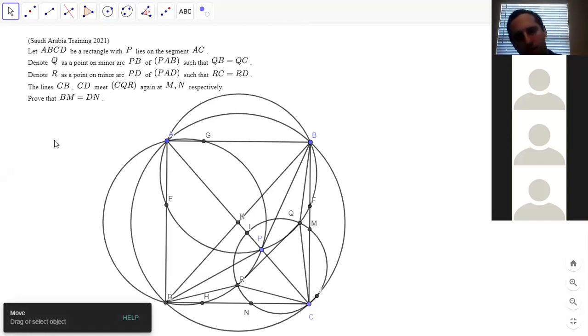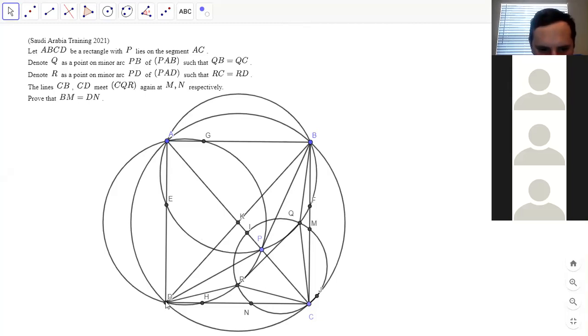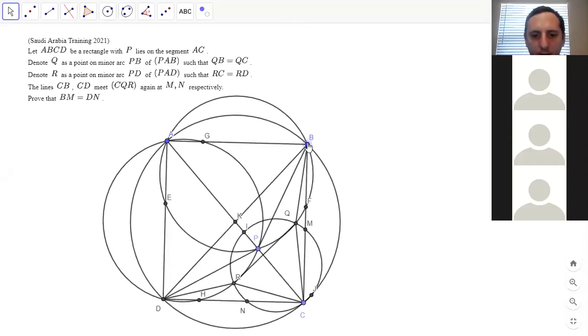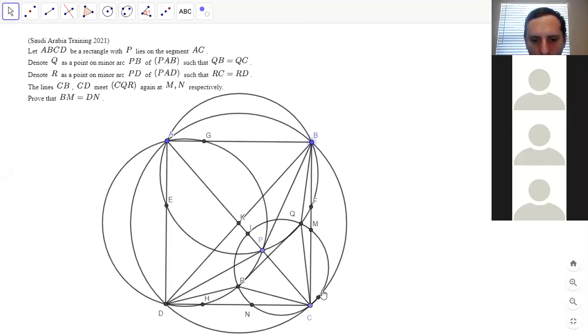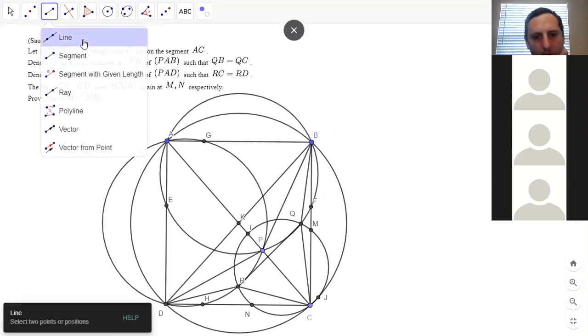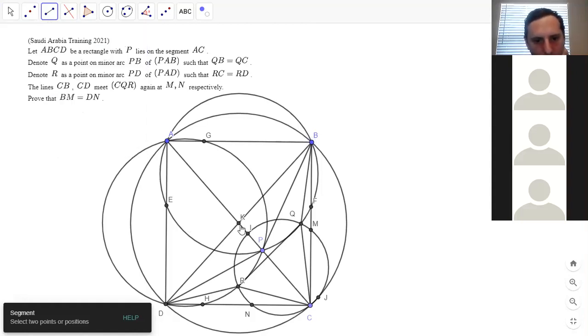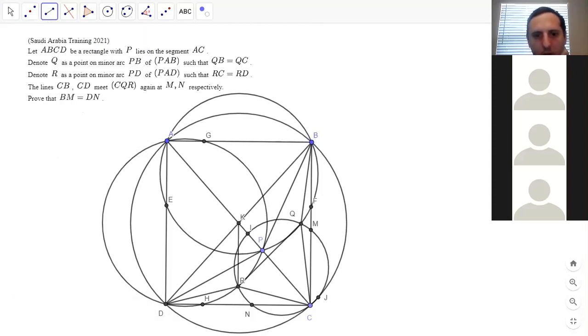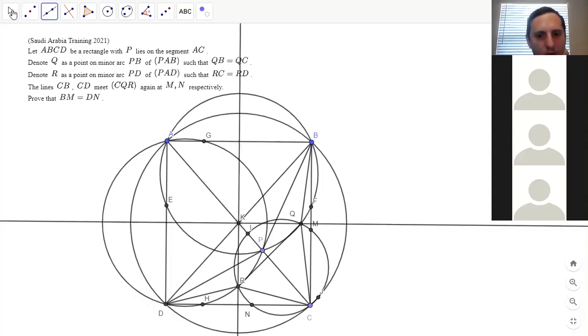So if we could prove that J is the midpoint of arc DB, the problem will be solved, right? Yeah. So where's P? Let's say, could you draw line KR and KQ? KR and KQ. The whole line, not the segment.